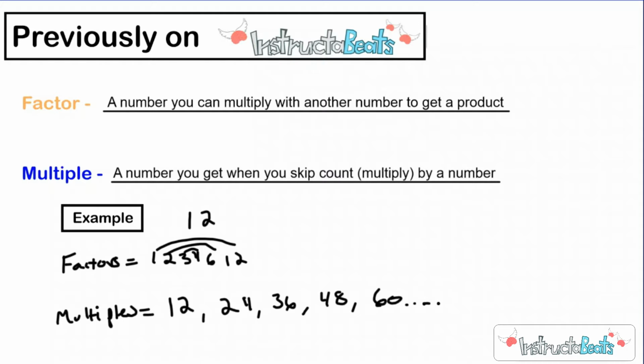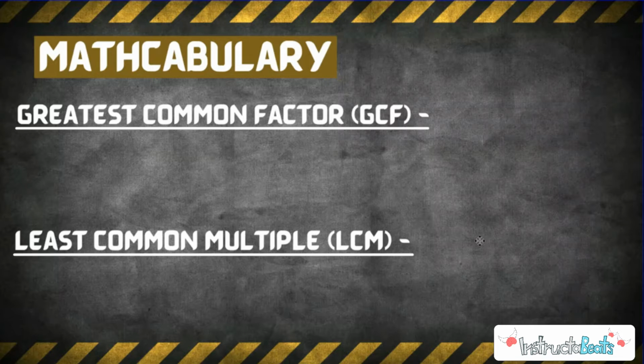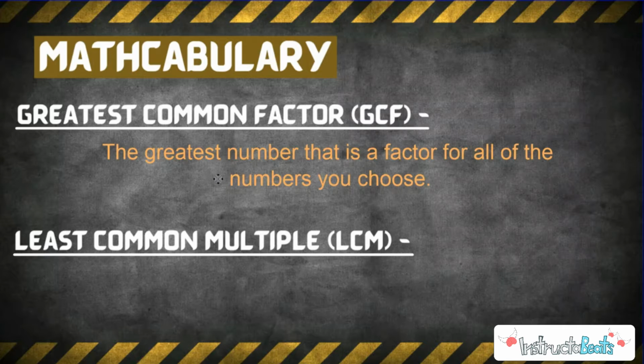Let's get into our math vocabulary for today. All right, so our math vocabulary today, greatest common factor. Well, if you understand what factor is, this probably makes sense because common means something that is the same. So the greatest common factor is the greatest number that is a factor for all of the numbers you choose.